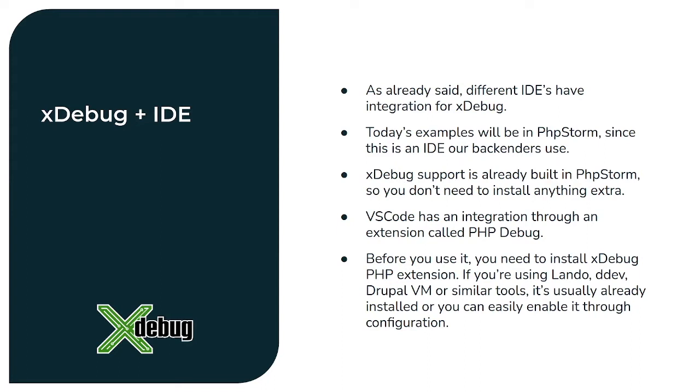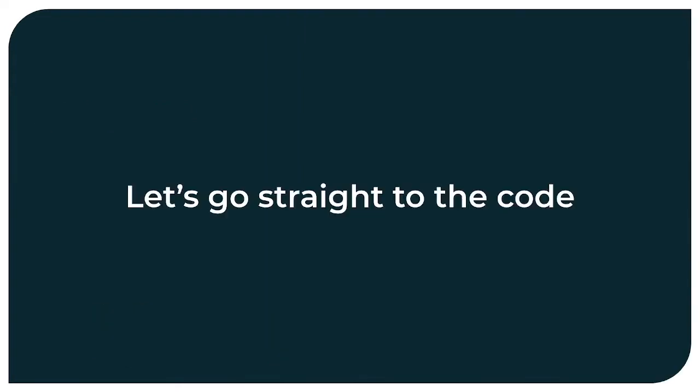If you are using Lando, DDEV, Drupal VM, or something like that for local PHP, this is usually already in there. Often it's just a configuration that you have to enable, and the Xdebug extension for PHP will be installed. So let's go straight to the code to not waste too much time.